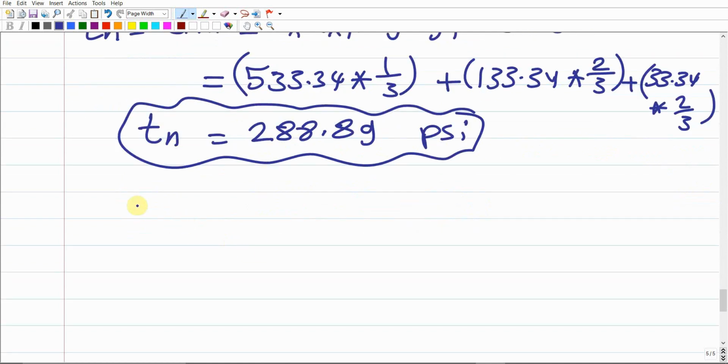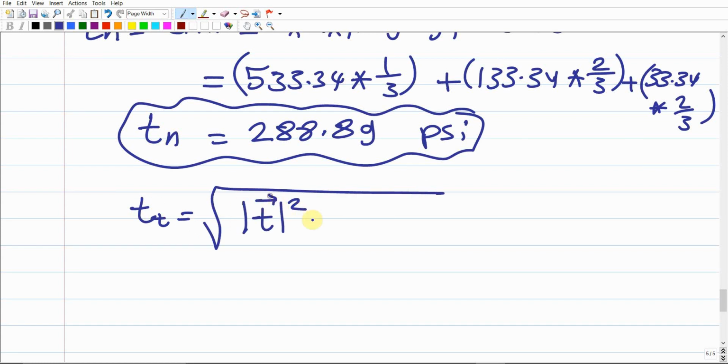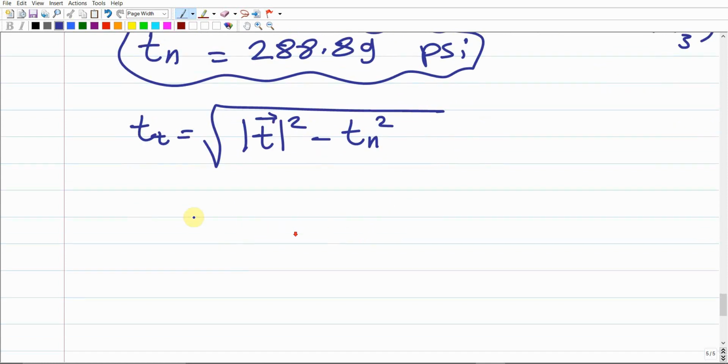How about the tangential stress, or the tangential component? The tangential component is gonna be the square root of the magnitude of the t vector squared, negative the normal component squared, that we already got. So we need to calculate the magnitude.